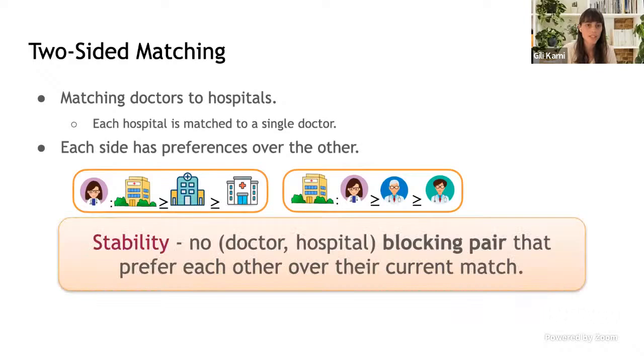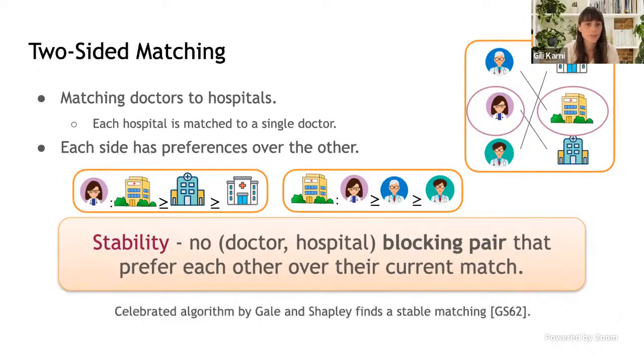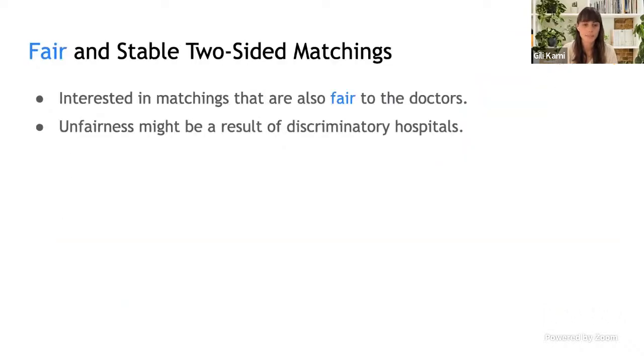A stable matching is defined by the absence of blocking pairs, where a blocking pair is a pair of a doctor and a hospital that prefer to be matched with each other rather than with their matched partners. Consider this matching. In this case, the doctor and the yellow hospital form a blocking pair, and this matching is not stable. This notion of stability was introduced in the seminal work of Gale and Shapley, who showed that a stable matching always exists and can be found efficiently.